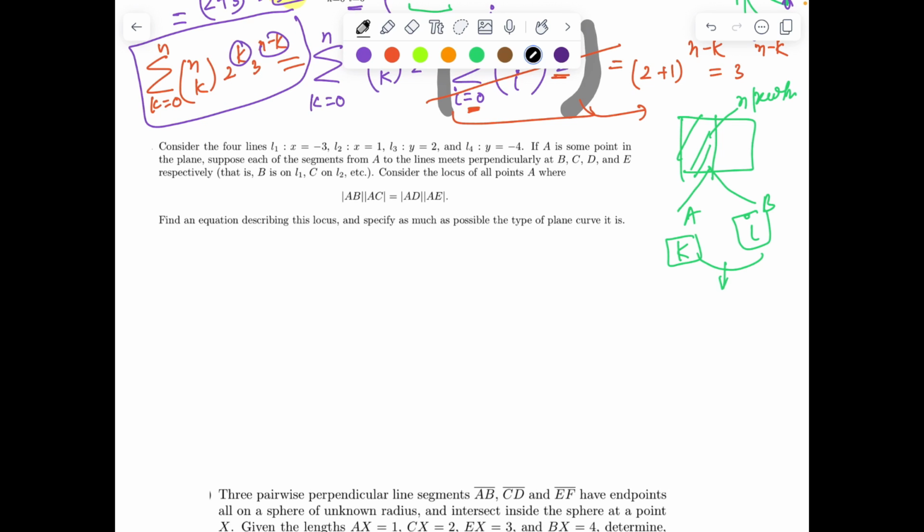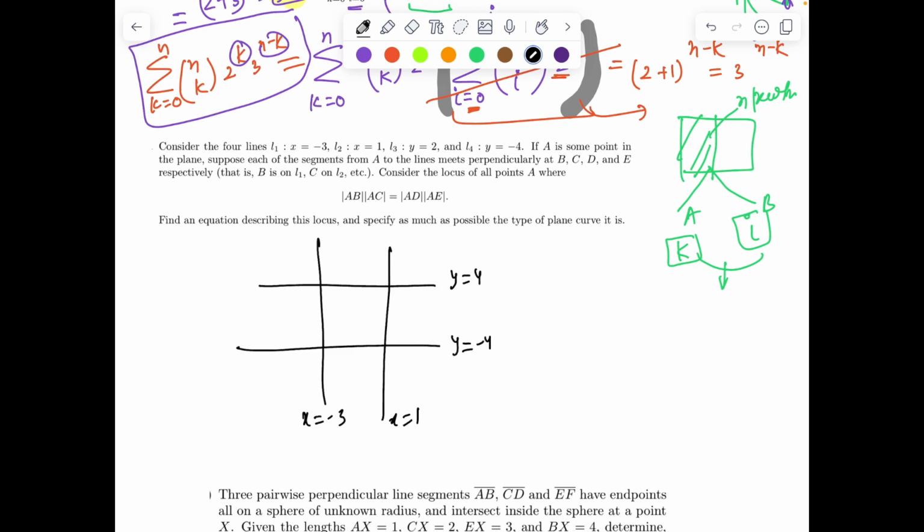So we have 4 lines: x equals -3, x equals 1, y equals 2, and y equals -4. So we can roughly draw this diagram. If A is a point in the plane, some random point, it may be inside, outside, wherever it is. Suppose each of the segments from A to the lines meets perpendicular at B, C, D, E.